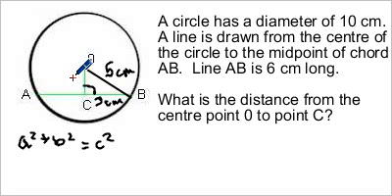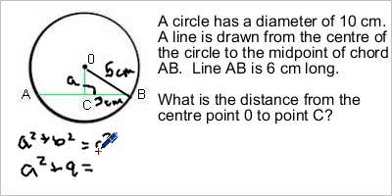So here, let's say this is a. Well, we don't know that measurement. We do know this one, which we could call b. From this point to this point, we know is 3 centimeters. So if we have a squared plus b squared, 3 squared, remember, is 3 times 3, so that's 9. And that's all equal to c squared, c being the hypotenuse. 5 times 5 is 25.